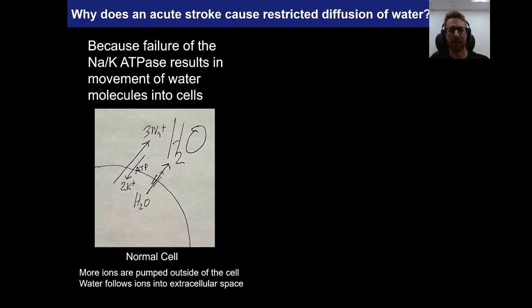You have these aquaporin channels, which allow free movement of water in and out of the cell. So since there's more ions outside of the cell, water is going to follow those ions. That's the principle of osmosis. And we're going to have more water in the extracellular space where there's plenty of room to move around, plenty of room to diffuse, no restricted diffusion, free diffusion.